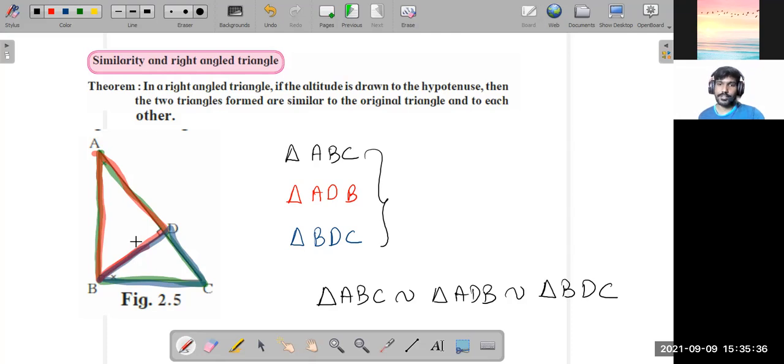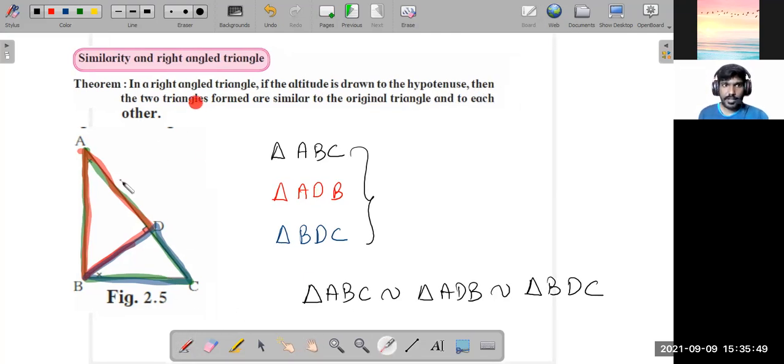Use the word similar. Because when you say equal, that means the lengths should be the same. But that is not the case. Lengths are different. Okay. So make a note of this, write it in your notebook, write the statement, draw this diagram and write this. ABC similar to ADB, similar to BDC. That means this one is similar to this and that is similar to your original triangle. Write it down.